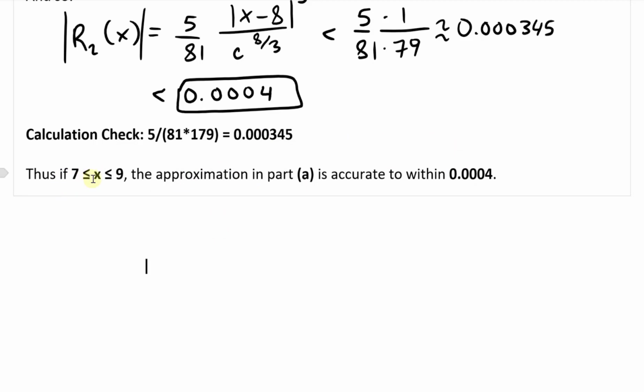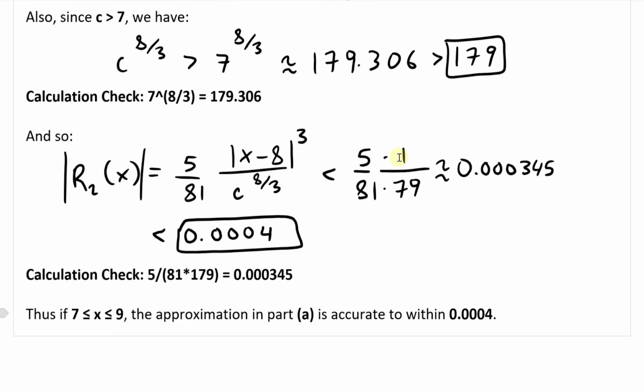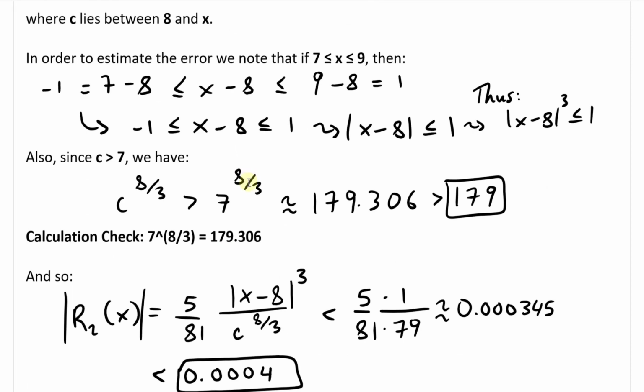So anyway, thus if x is between 7 and 9, the approximation in part A is accurate to within 0.0004, three zeros and a 4. To be conservative, there's a 345 there, but just stick with the 4.